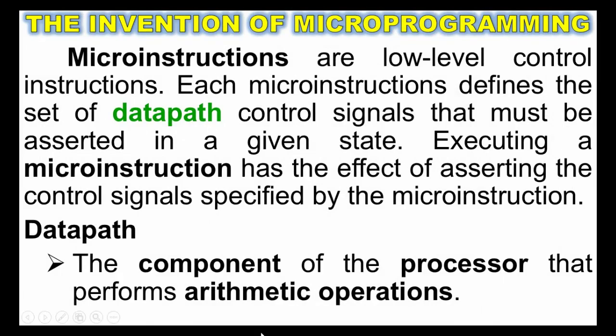Microinstructions are low-level control instructions. Each microinstruction defines the set of data path control signals that must be asserted in a given state. Executing a microinstruction has the effect of asserting the control signals specified by the microinstruction. The term data path means the component of the processor that performs arithmetic operations, the arithmetic logic unit. That is the data path.